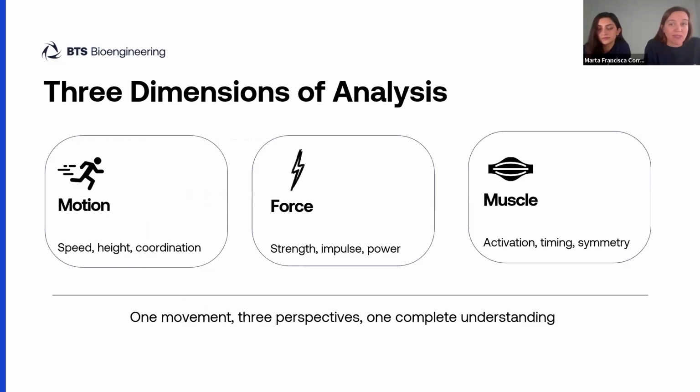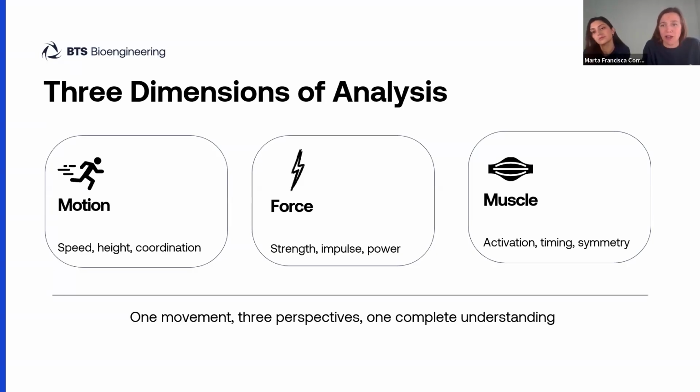To better understand this concept, we can think about movement as something that can be observed through three main dimensions. The first dimension is motion. This includes parameters such as speed, displacement, coordination, and the overall kinematics of the movement. The second one is force. This tells us how much strength is being produced, how quickly it is developed, and how efficiently it is applied to the ground. The third dimension is muscle activity.